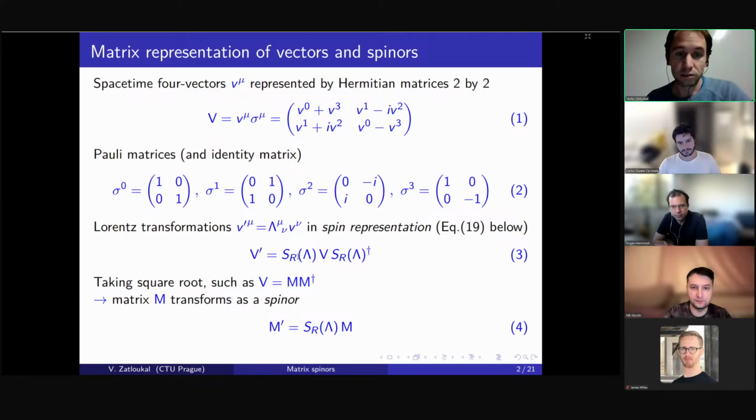And so the idea is, if we somehow take a square root of this matrix V, which is Hermitian, and hence we can look for the square root, then the square root, M, which I will call the matrix spinor, will transform single-sidedly. So it will transform as a spinor, as a Dirac spinor that one knows. So this for me is the most direct way to spinors, and this M is what I will call matrix spinors, and I will show that this is just a different representation of the spinors that one knows from the space-time Dirac spinors.